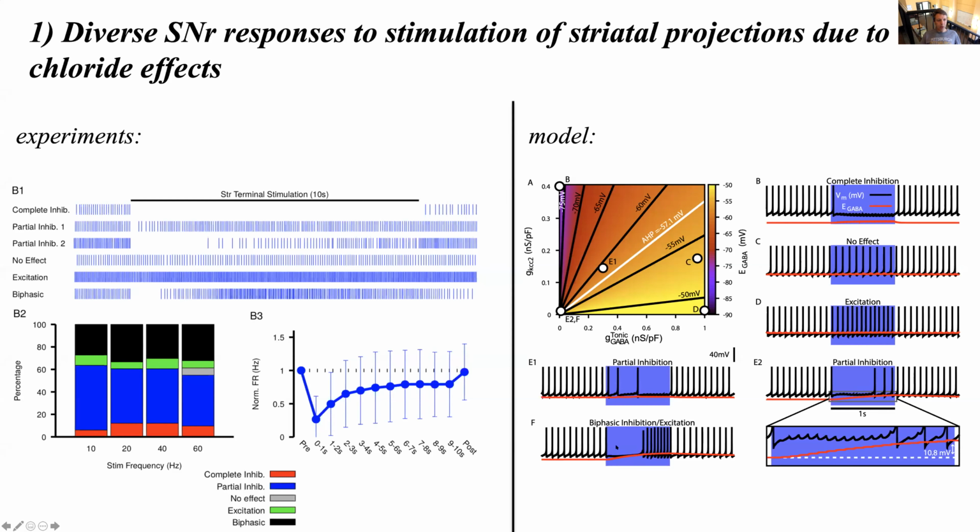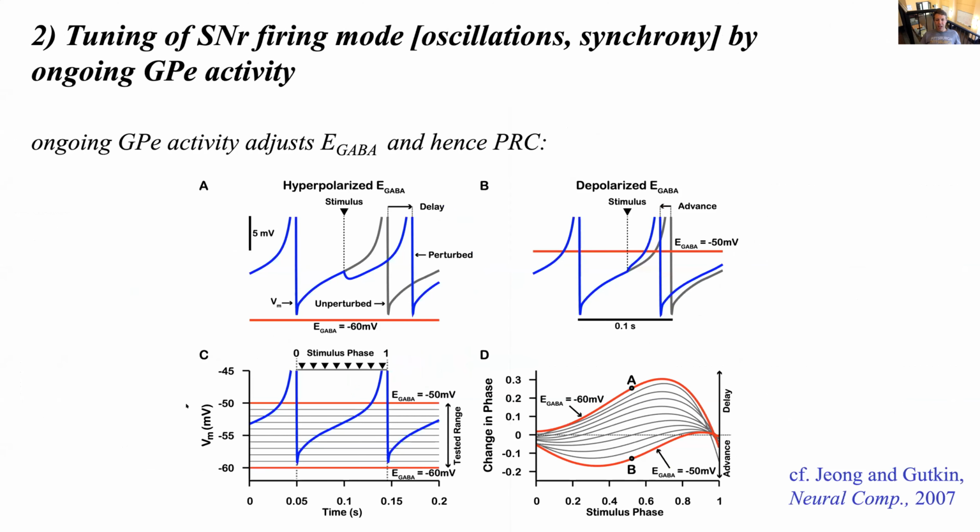Okay, so just looking at that exploration of parameter space, we can at least reproduce the experimental results from various frequencies of optogenetic stimulation. Okay, so now let's go on and think about what this will actually do to the SNR dynamics. To do this, we're going to look at PRCs.